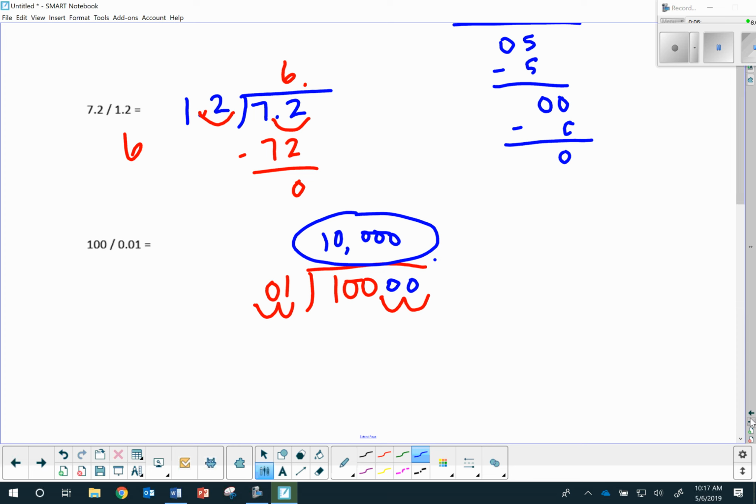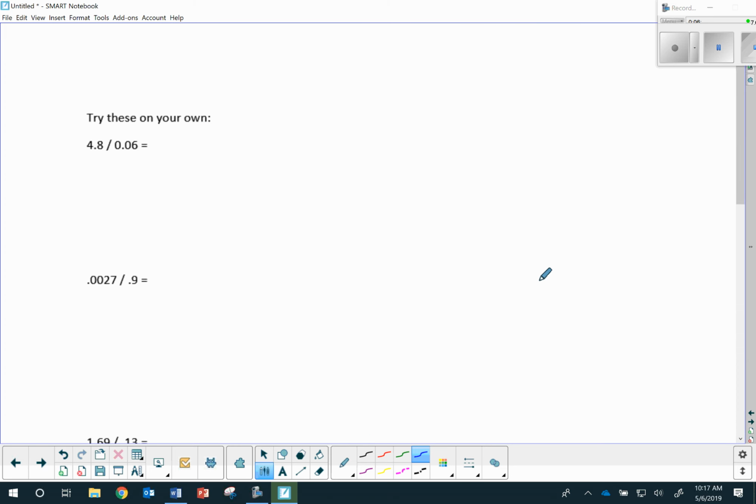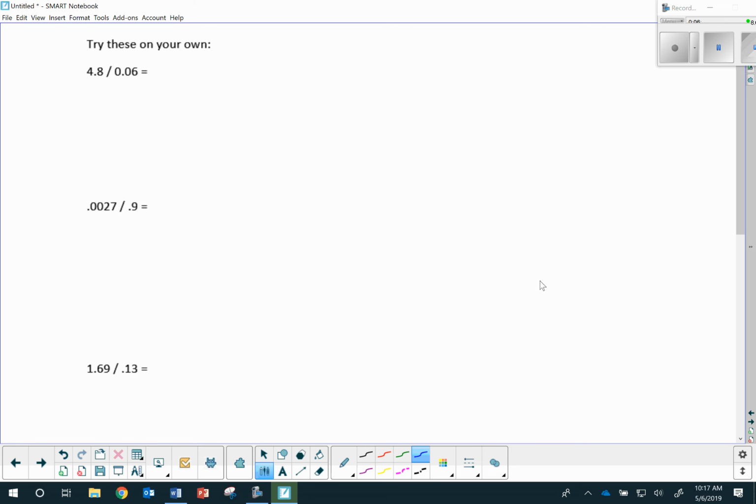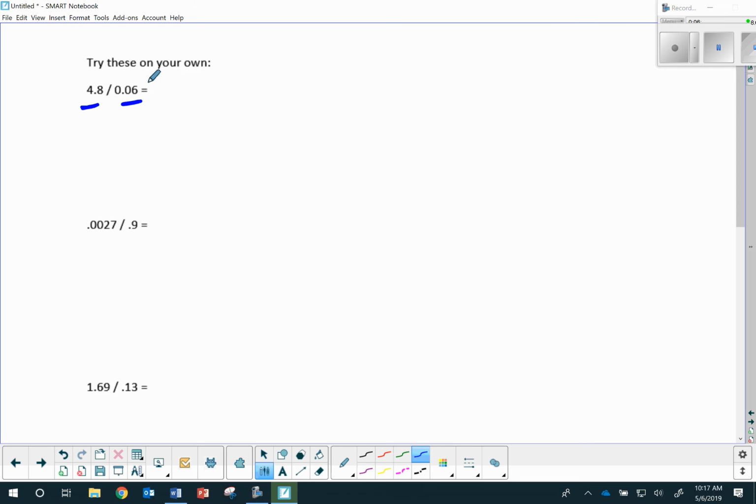All right. There are 4 additional problems I'd like for you to try on your own. Again, rewrite them with the first number being your dividend, the second number being your divisor, and follow that same pattern of moving the decimal and then following the long division algorithm. You also can check your work with multiplication, and that's what I would recommend to make sure that you get the same answer. Good luck.